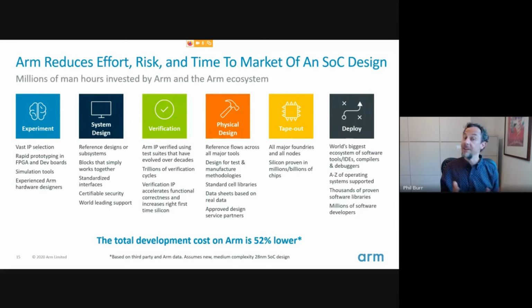And so when we looked at the CPU design costs, we could identify that the development costs on ARM were 52% lower. And that makes a huge difference for startups.